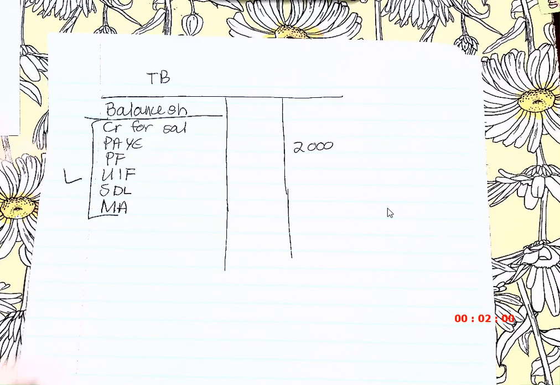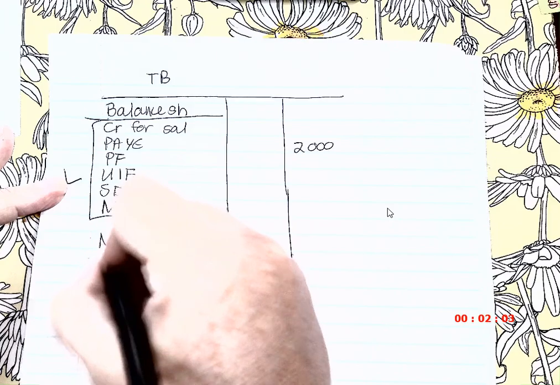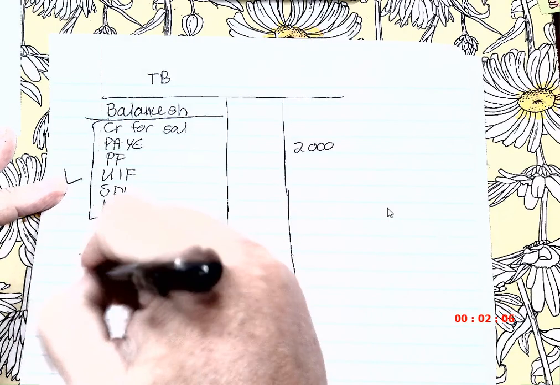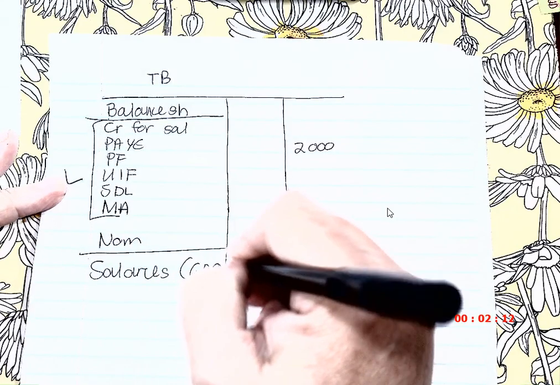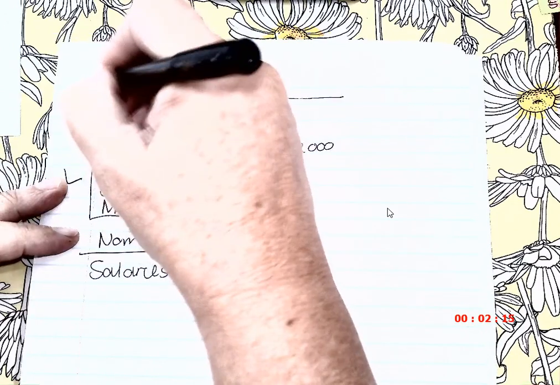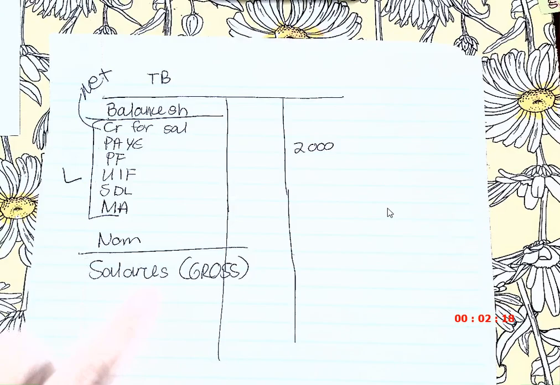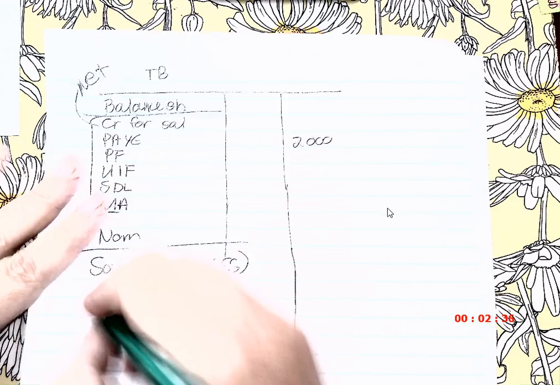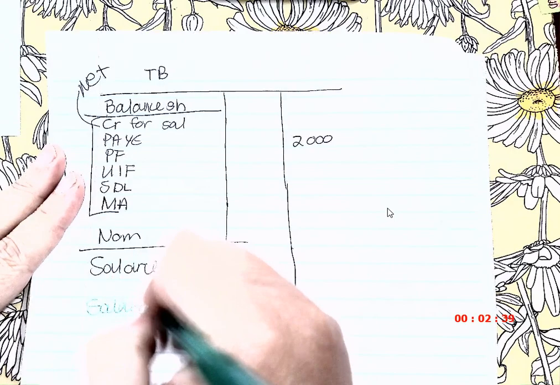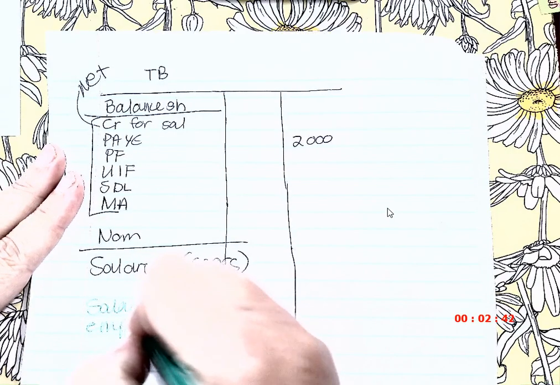Okay. In the nominal section, I'm going to have salaries. And you have to remember, this is your gross. Remember, creditors for salaries is your net. Okay. So this is your gross. And most of the times, especially if we move towards grade 12 papers, it will just be salaries because they actually include the contributions in the salary. Okay? The other option is there can be salaries and employers' contributions.